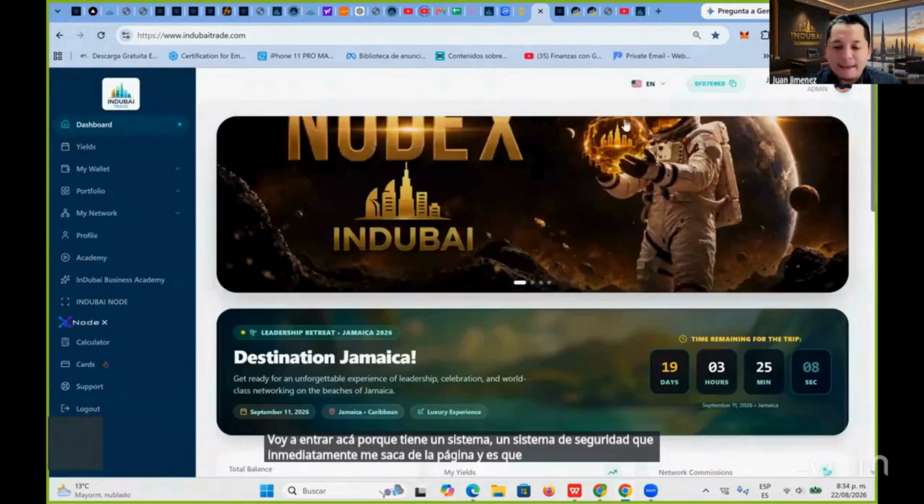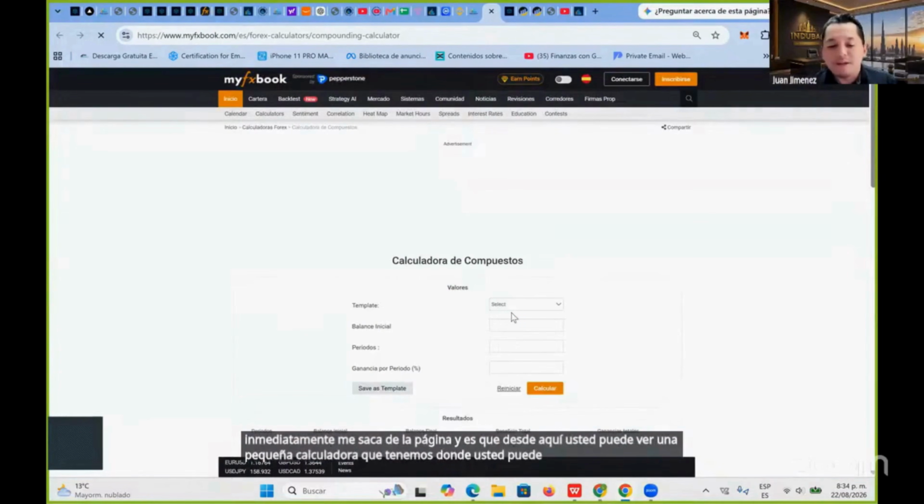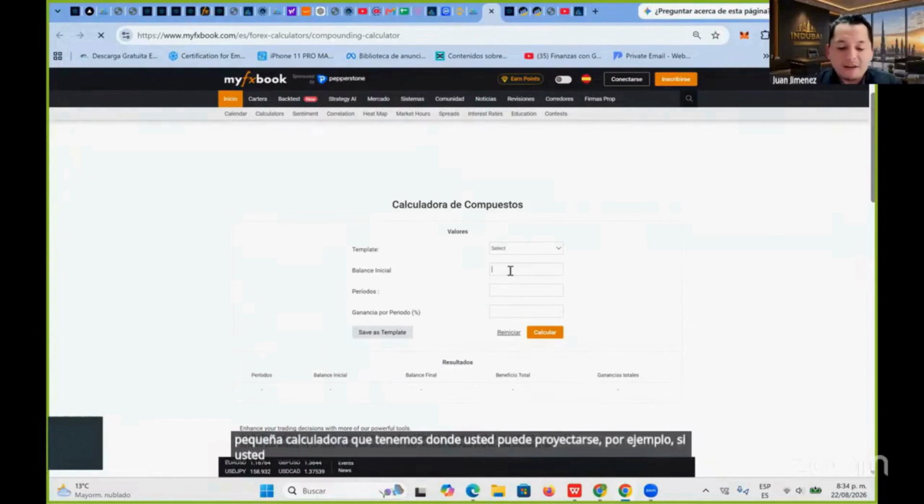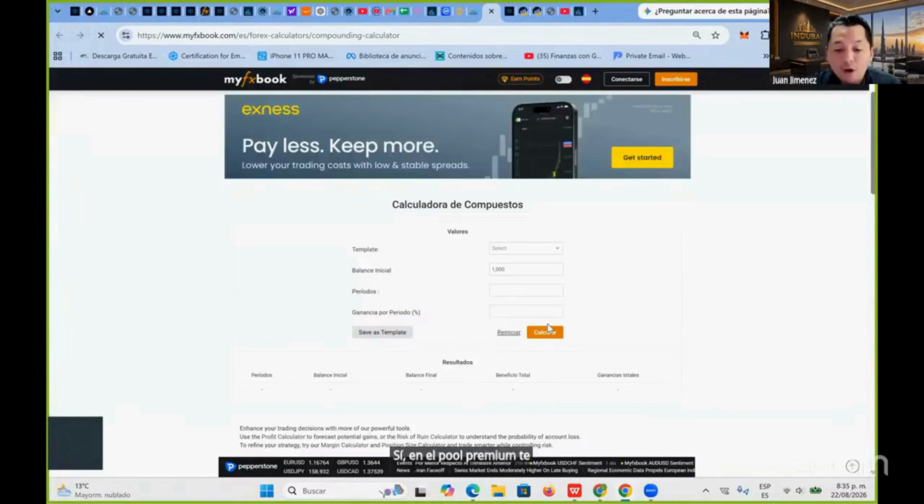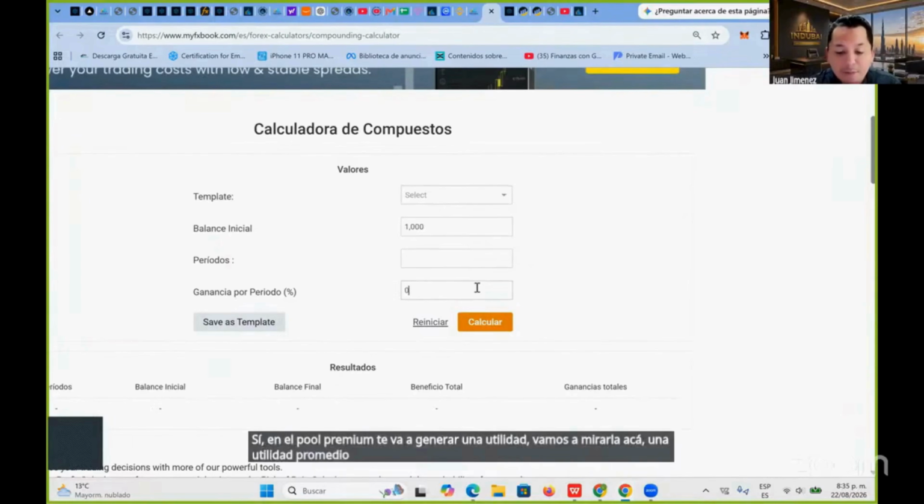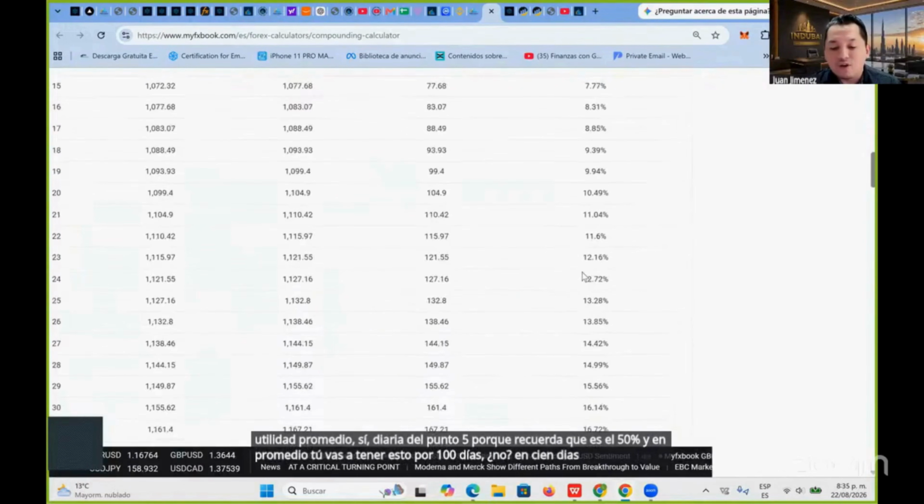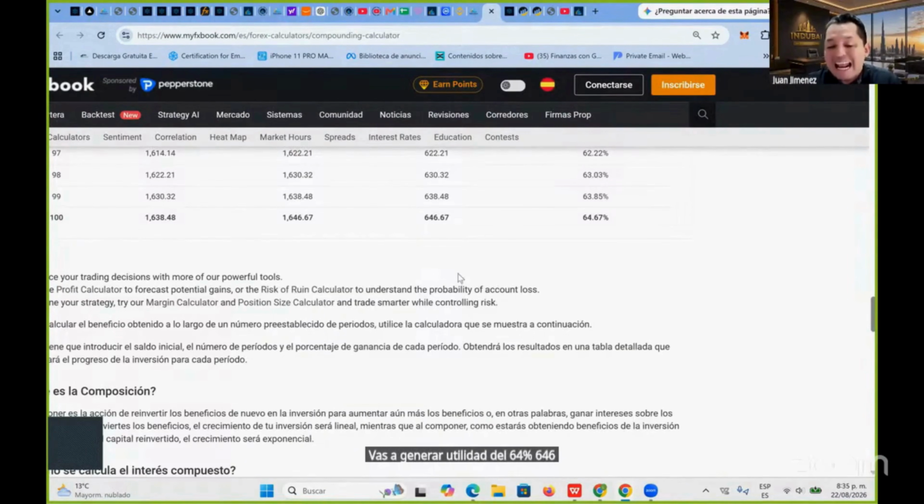And from here, you can see a small calculator we have where you can make projections. For example, if you enter a balance of $1,000 in the premium pool, it will generate a profit. Let's look at it here. An average daily rate of 0.5%, because remember, it's 50%. And on average, you're going to have this for 100 days. In 100 days, look at what's going to happen. You're going to generate a 64% profit, $640, which isn't bad at all, right?